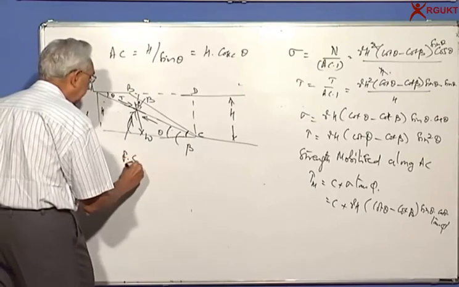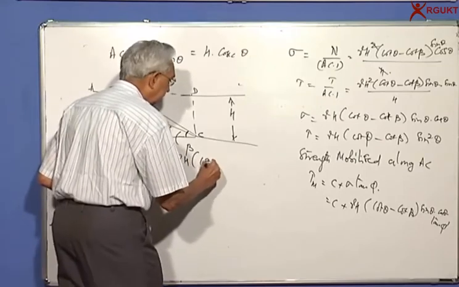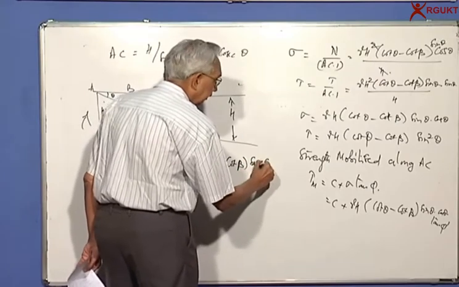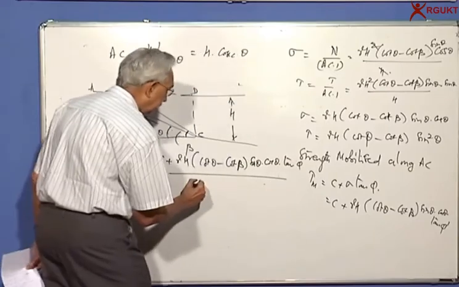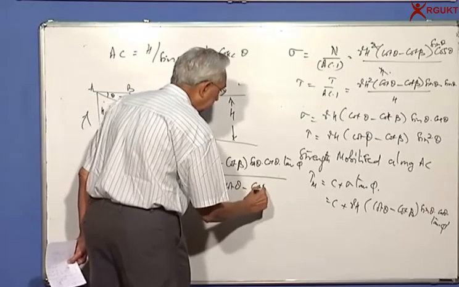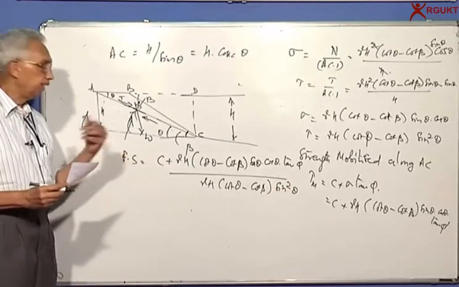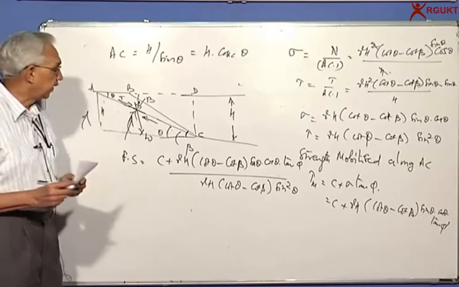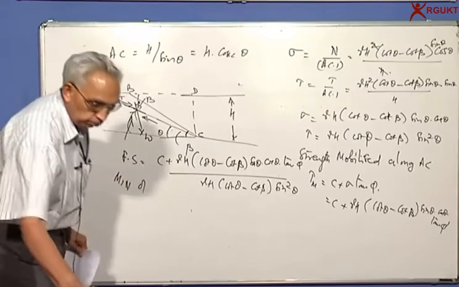Factor of safety is equal to c plus gamma h (cot theta minus cot beta) sine theta cos theta tan phi, divided by gamma h (cot theta minus cot beta) into sine square theta. Now this is for a given angle, planar surface inclined at theta. We want to find out what is the minimum factor of safety.